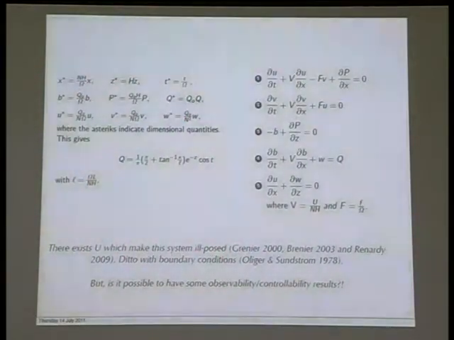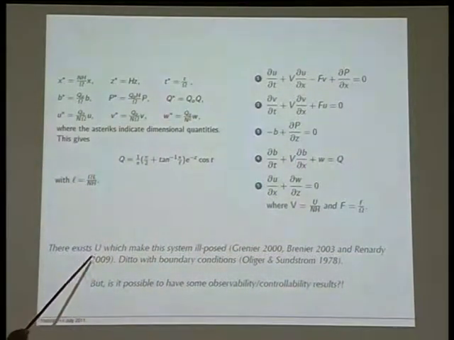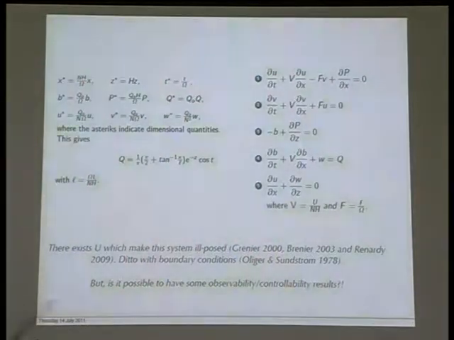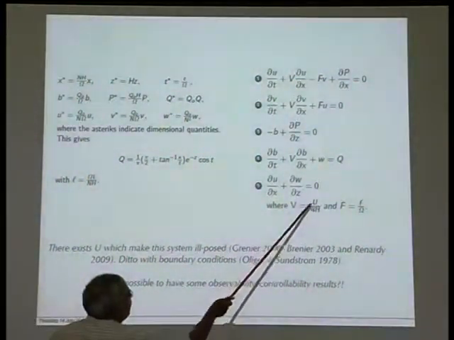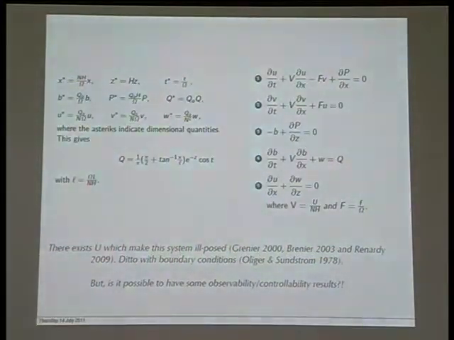The most important thing to notice is that U, the velocity, is sitting here, and V is that. It has been shown by Grenier, Brenier and Renardy that this is an ill-posed system. You can find a U for which it is ill-posed, and ditto with boundary conditions.